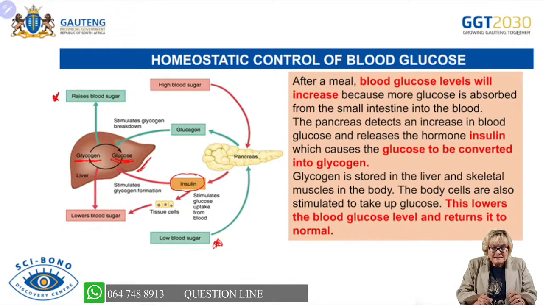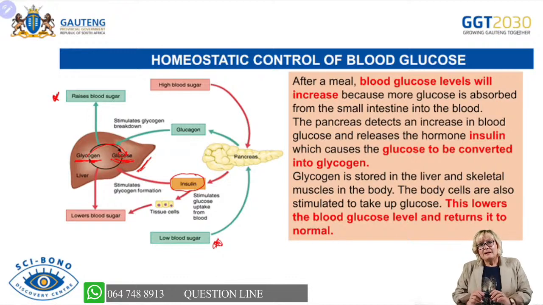Glycogen has an E here at the last part. If glucose is converted to glycogen, it can be stored in the liver, in case later in the day I need it again. Then it can be broken down again, or from glycogen you can go back to glucose. That is what happens when you have an increase in your blood sugar level.